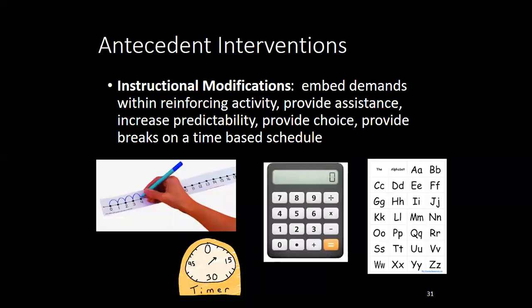We can also provide our students with instructional modifications. This is where we might embed demands within reinforcing activities, like a student that loves technology. We can provide assistance. We help to increase predictability. This might be an intervention like priming. We provide them with choices. Do you want to write with a pencil or a marker?